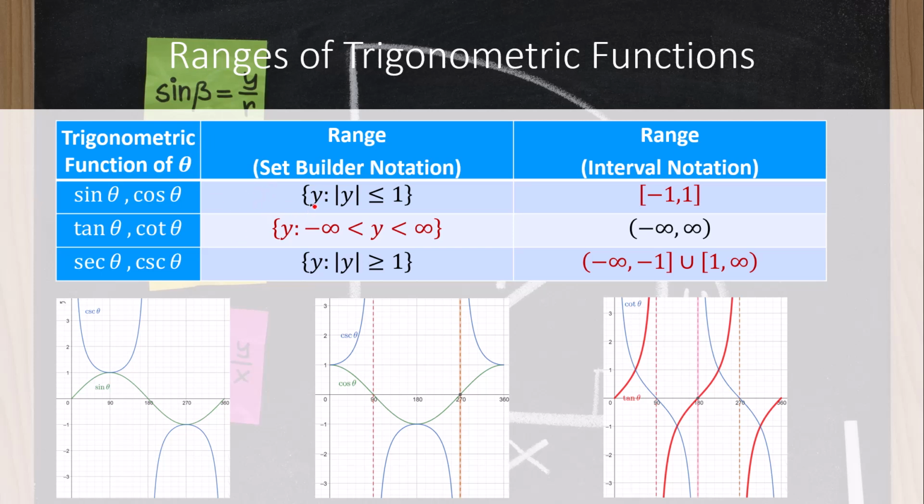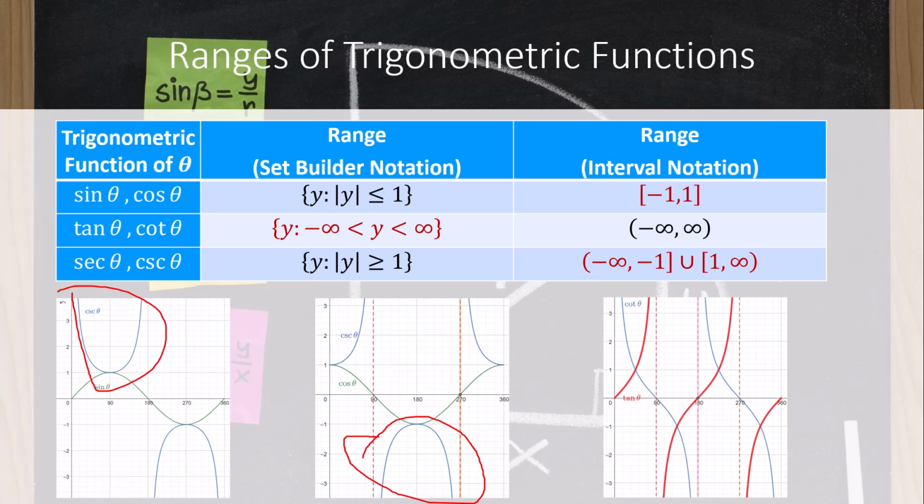It says all values of y such that, that's what the colon means, the absolute value of y is less than or equal to 1, which is kind of like what you see here and here. This basically says the entire real line, all values of y such that y is between -infinity and infinity. And this says all values of y such that the absolute value of y is greater than or equal to 1, which is what we have here, and also what we have here. Remember, it said the absolute value of y.